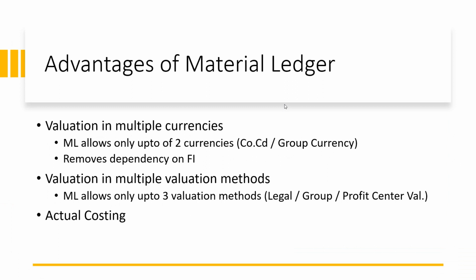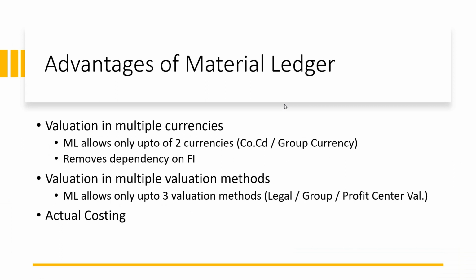So first, let us go into the advantages of material ledger. The main purpose of using a material ledger is actual costing. In addition to actual costing, it also helps us to do material valuation in multiple currencies and multiple valuation methods. SAP supports up to two currencies, like company code currency and group currency, and up to three valuation methods: legal valuation method, group valuation, and profit center valuation. So we can use material ledger in combinations of these three valuation methods and two currencies. And actual costing is an optional functionality to use in SAP. It was the same in ECC and it is the same in S4HANA.